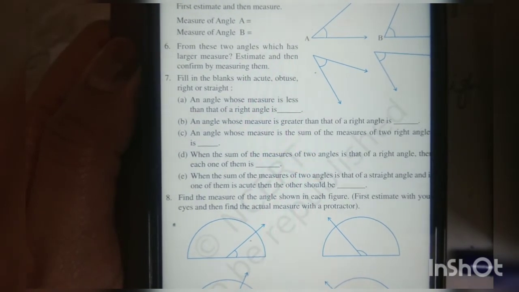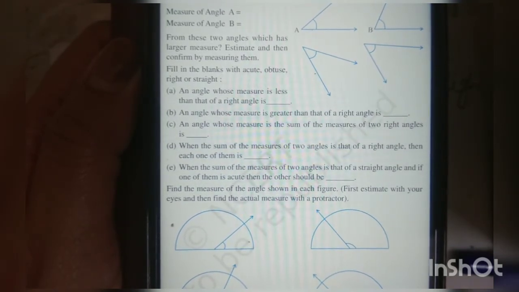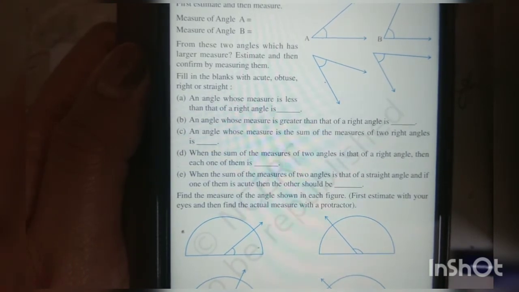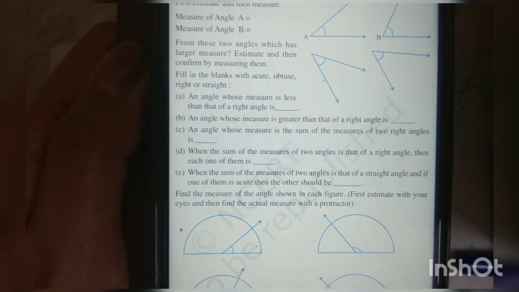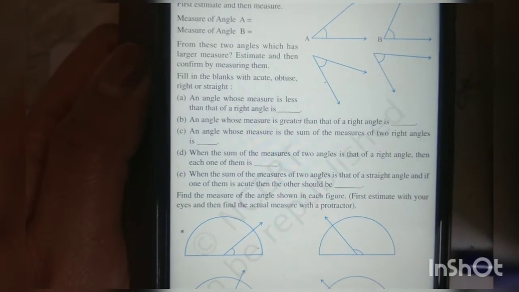Now question C, an angle whose measure is the sum of the measures of two right angles. Two right angles means 2 into 90 degrees. It means 180 degrees. So an angle of exactly 180 degrees will be called, you can say this, I also know this very well. So 7B and C will be your homework.